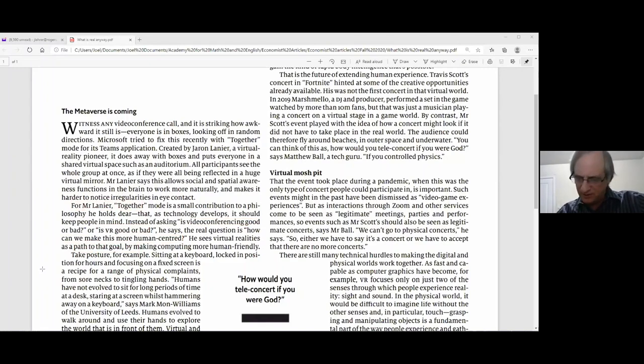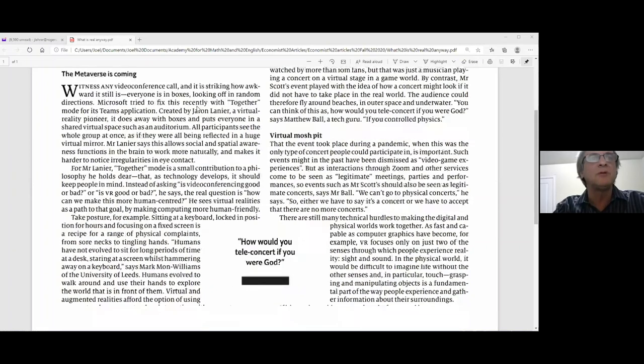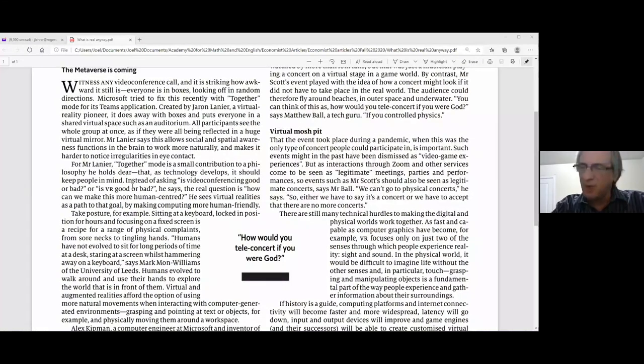Okay, Hugh, you would like to do the next paragraph? Go ahead. Let me move it up a little. I don't know if you can all see it. Okay, take posture.